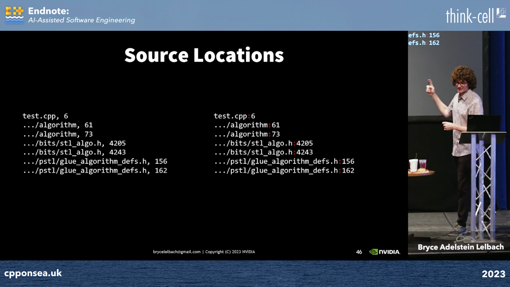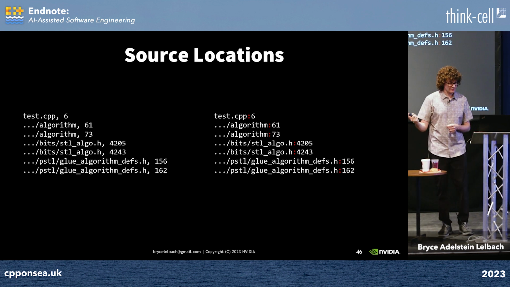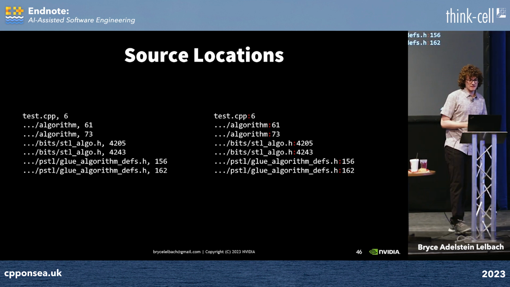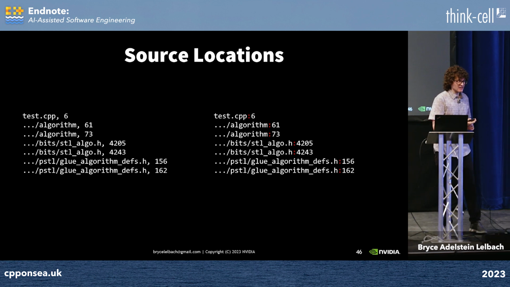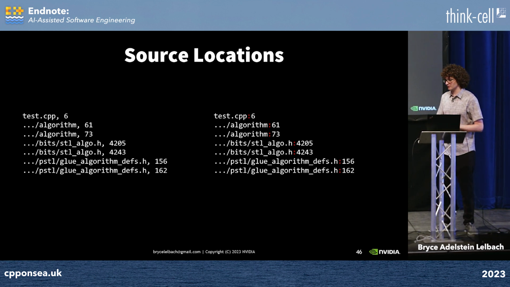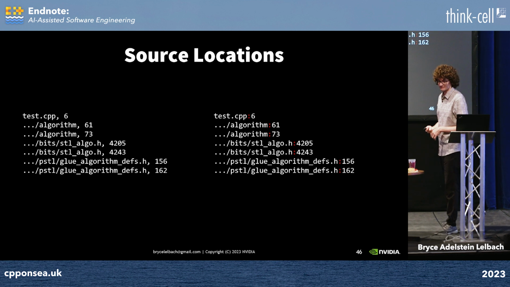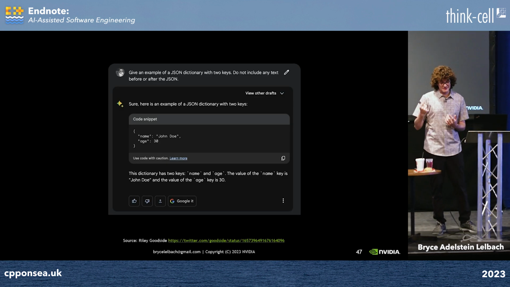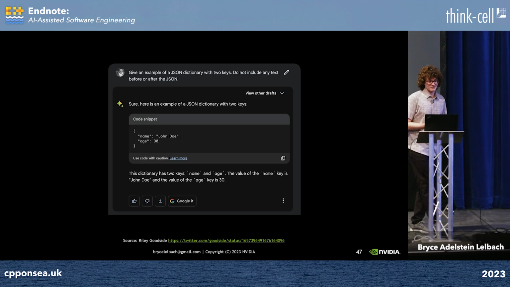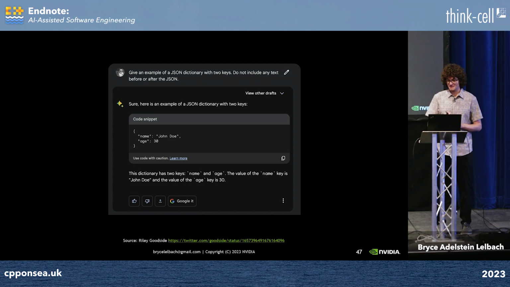GPT-4 tends to do a lot better with this task than GPT 3.5, but it does still make mistakes sometimes. It's not reliable to the degree that we've come to expect from most software that we work with. So here's another example. Google's BARD model is notoriously bad at outputting in a specific format.